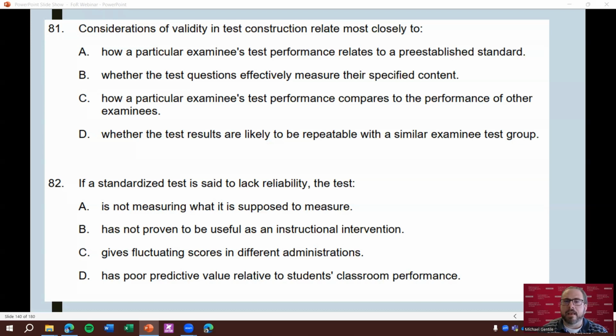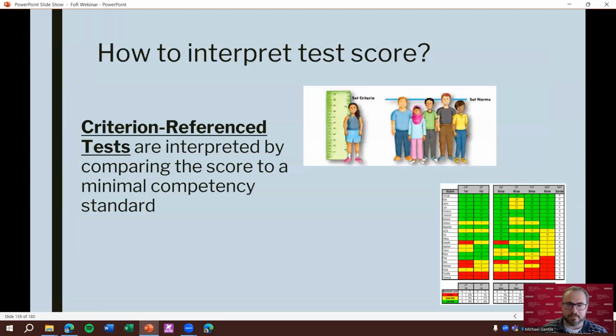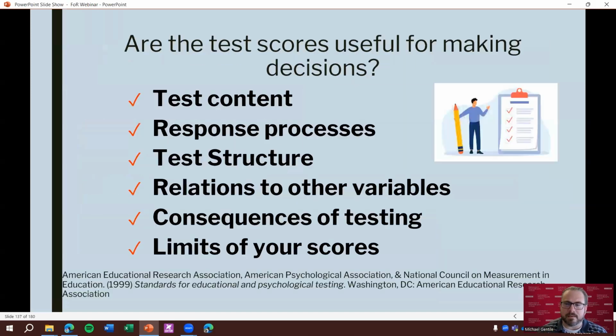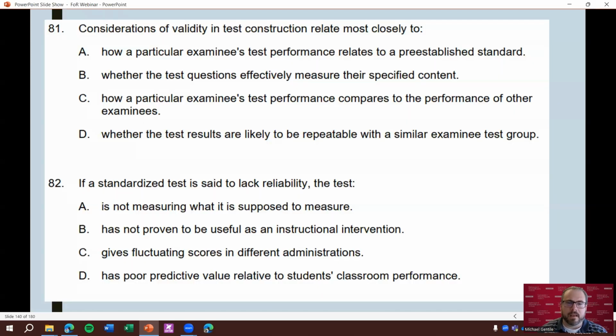So what is A? Examining how an examinee's performance relates to a pre-established standard. That is, of course, criterion reference, which you just saw right here. C, how the particular examinee's test performance compares to other examinees. That's the normative reference. D, whether the test results are likely to be repeatable. That is, of course, reliability. So here we can get practice. If you're getting mixed up with these terms, they're all here. These are all how the MTEL is defining those. Again, A is criterion reference, B is validity, C is normative reference, and D is reliability.